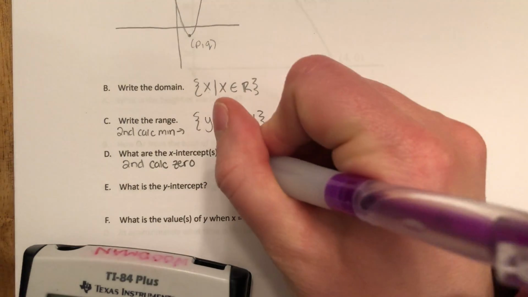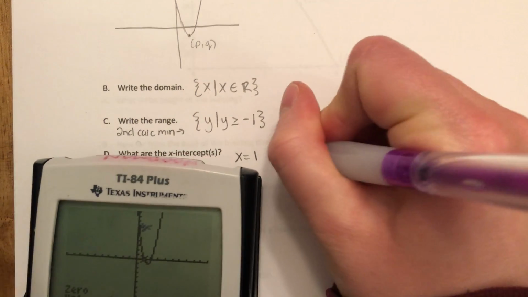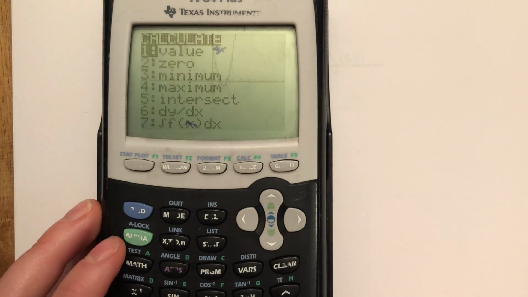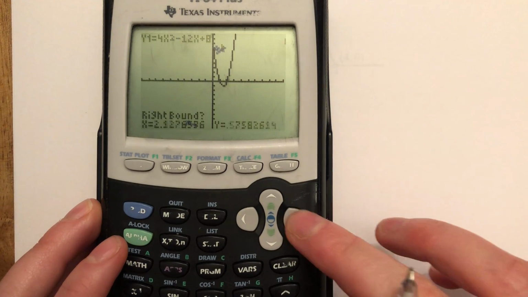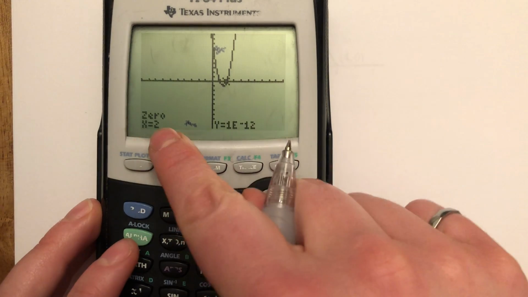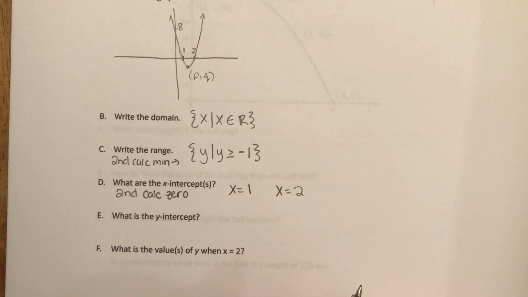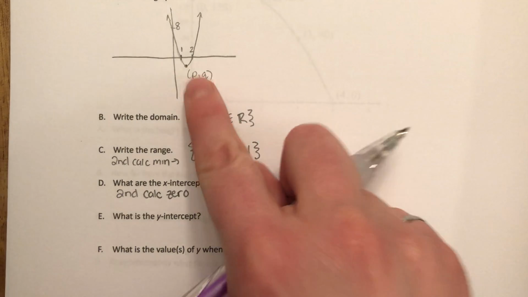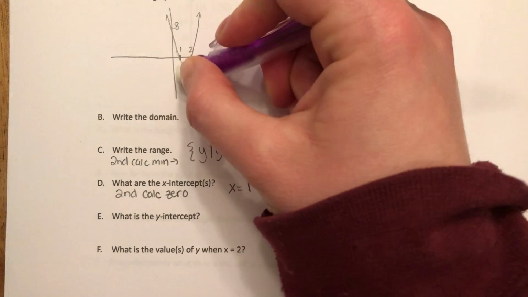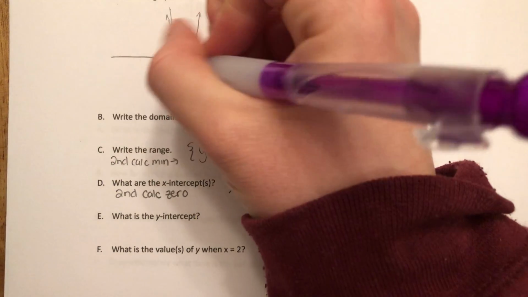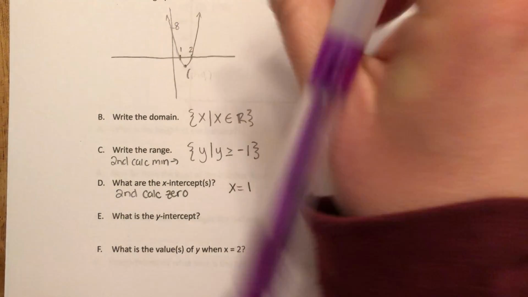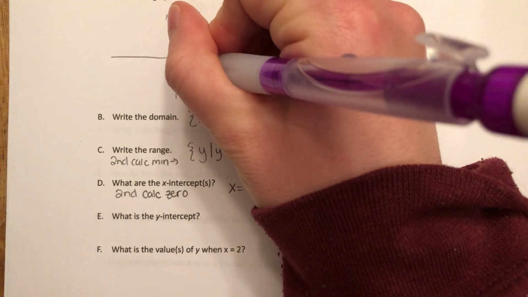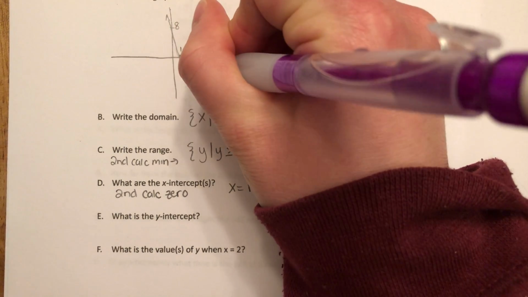Okay, so I've got x equals 1, and then second calc 0 again, my left bound, my right bound, and x equals 2. So that's kind of what we thought, and I'm going to fill that in on my sketch. My sketch should always have my x and my y intercepts, and if there's a maximum or a minimum, I'm going to actually change that from that PQ. I didn't actually record the p-value, but it has to be halfway between those intercepts. So it's going to be 3/2 and -1.